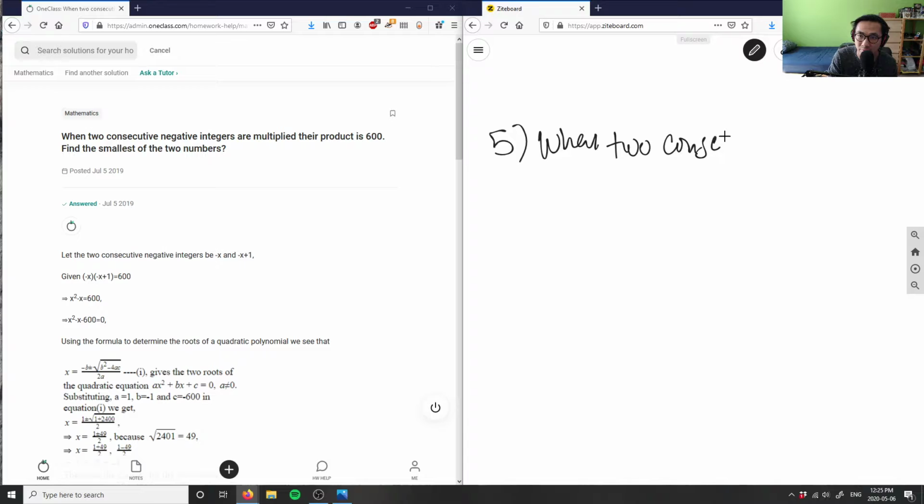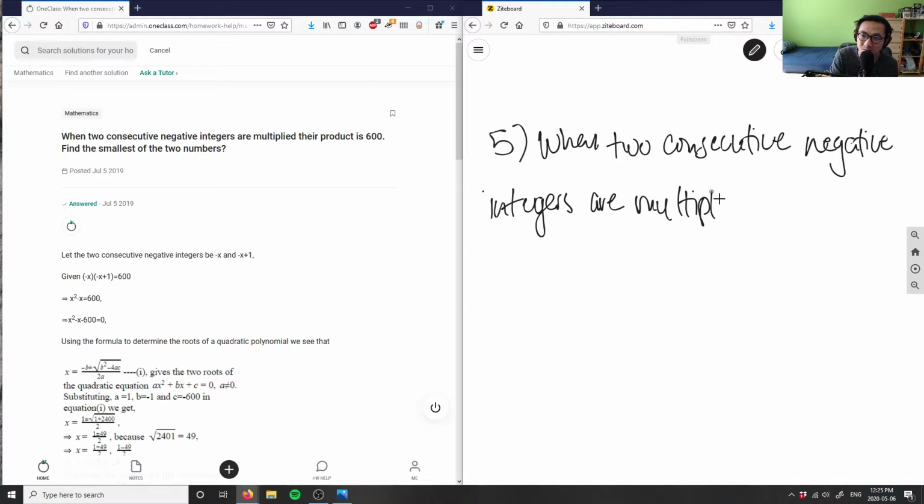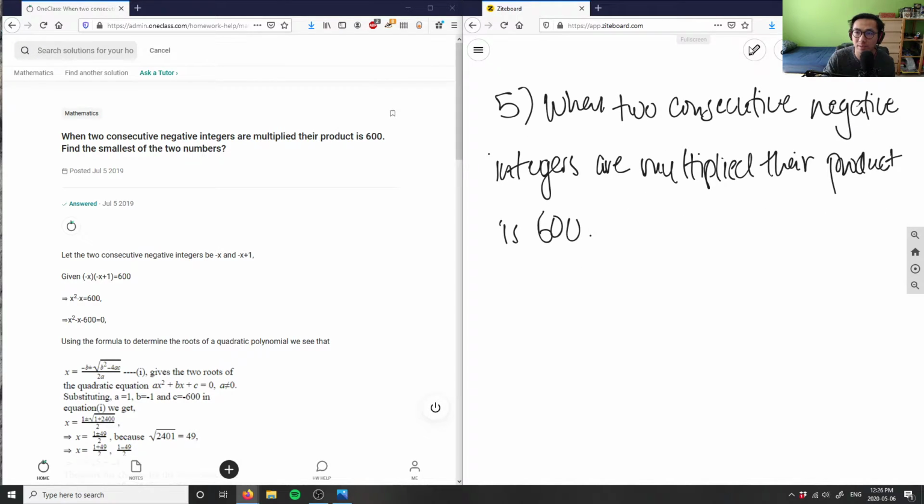When two consecutive negative integers are multiplied, their product is 600, and then it's asking to find the smallest two numbers. Okay, so what we have here is we're going to have to write some statements here.